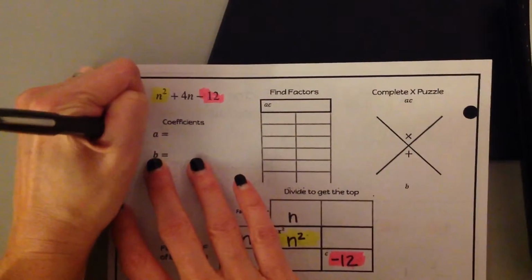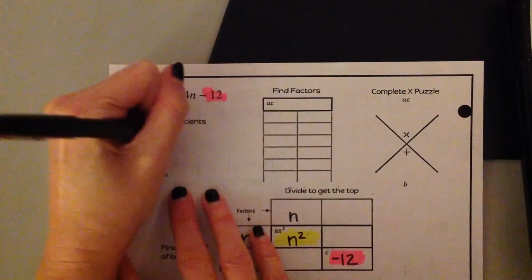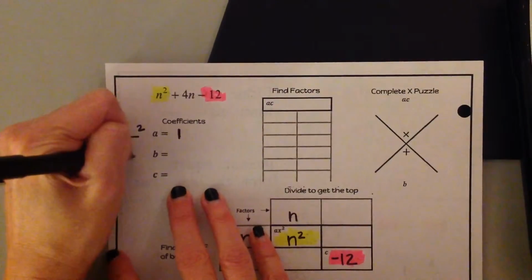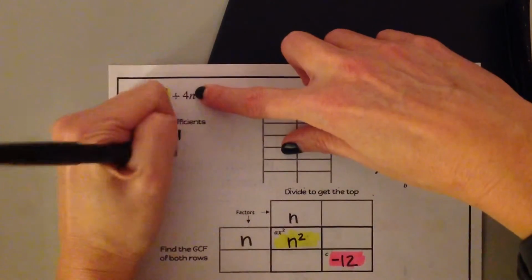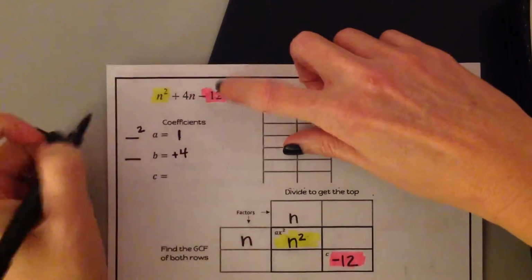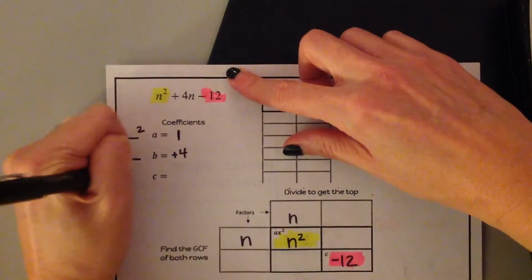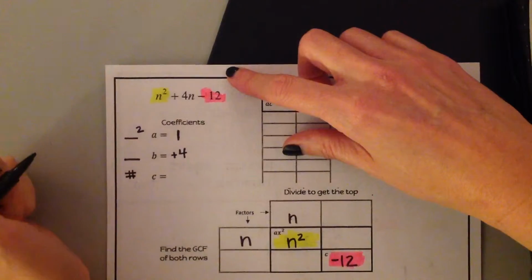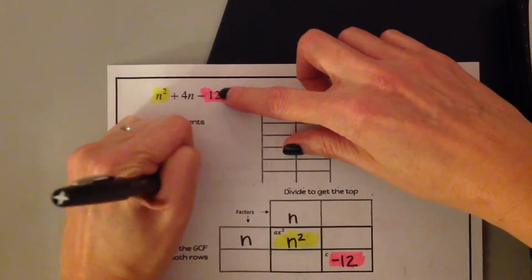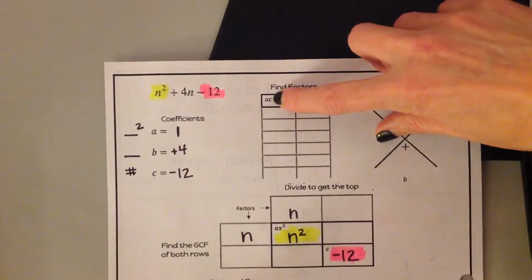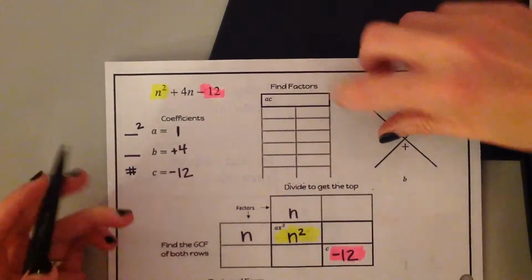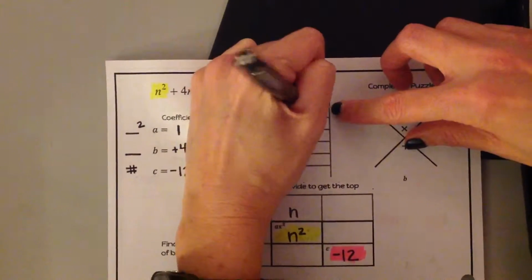And now I'm going to fill in my coefficients. Remember, a is the x term, so how many n squareds do we have? Just one. B is going to be our n term. How many n's do we have? We have positive 4. And our c is just our constant, the term without a variable, and that is negative 12. And so now I want to find my factors of the product of a and c. So 1 times negative 12 is negative 12.